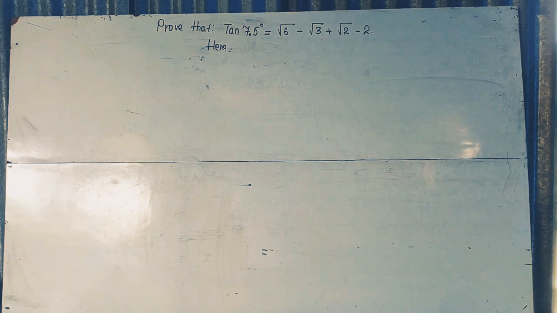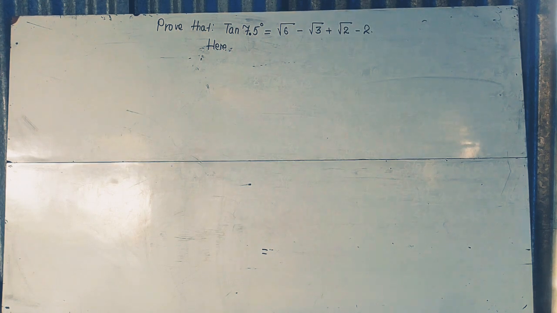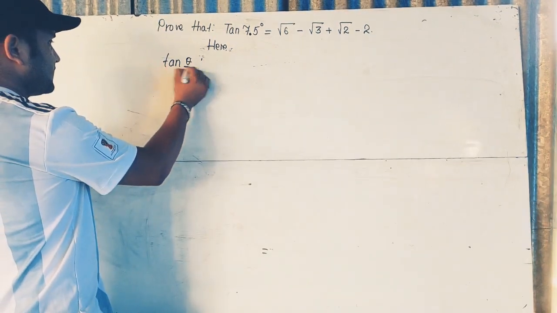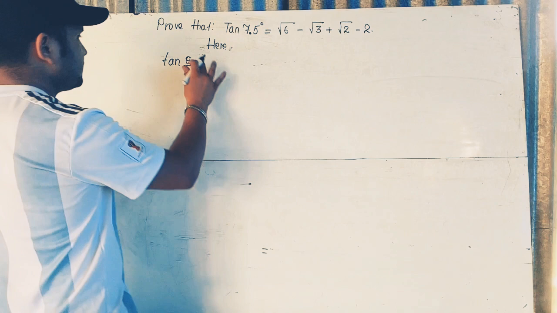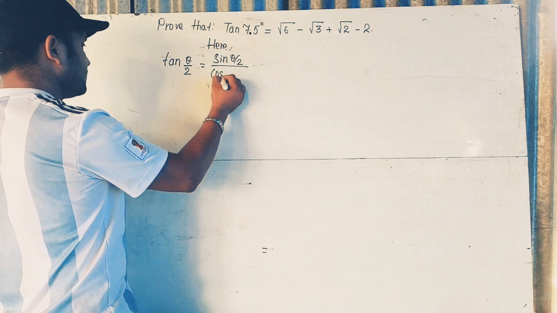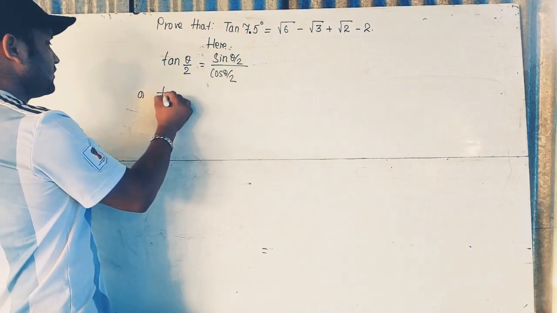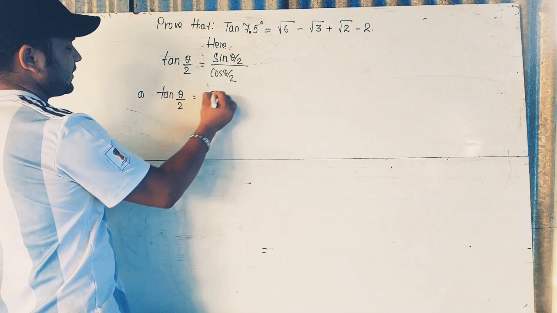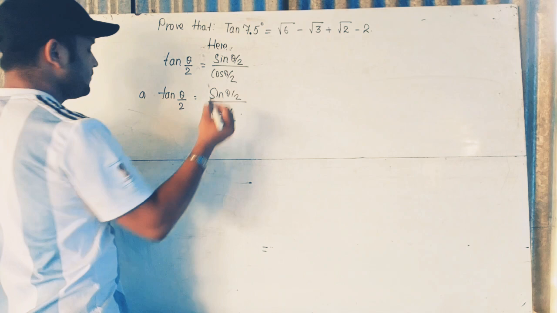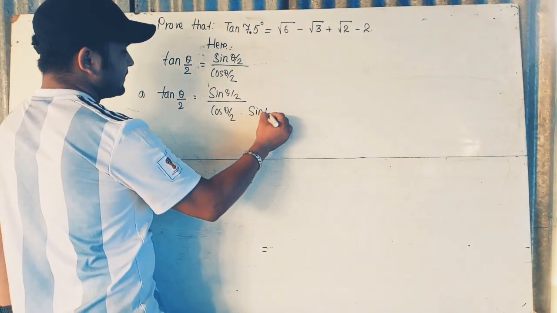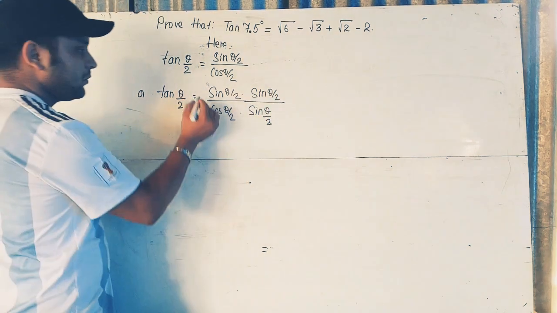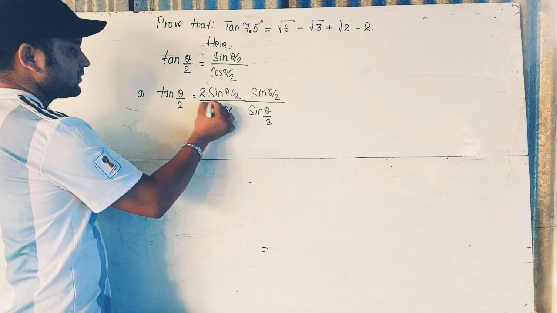So in this question we have been told to find the value of tan 7.5 degrees. So before finding the value of tan 7.5 degree, let us find the value of tan theta by 2. So tan theta by 2 equals to sin theta by 2 by cos theta by 2, or tan theta by 2 can be written as sin theta by 2 divided by cos theta by 2. If you multiply the denominator by sin theta by 2, you also need to multiply the numerator by sin theta by 2.